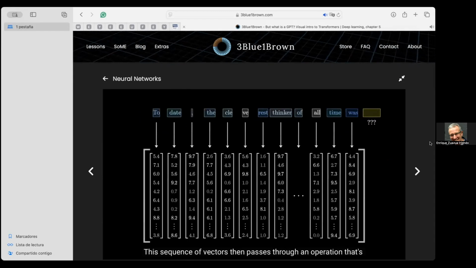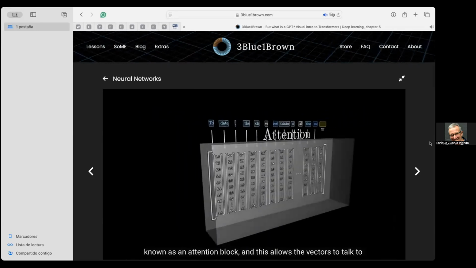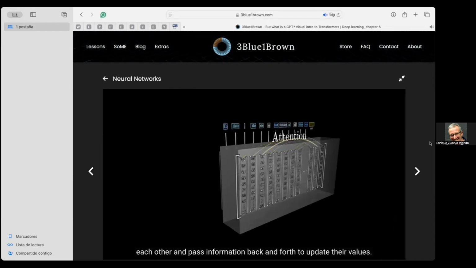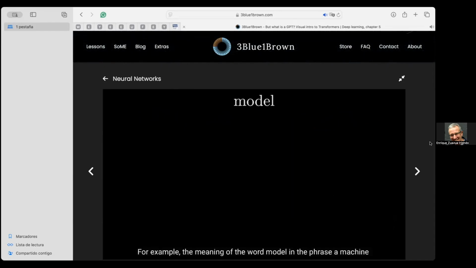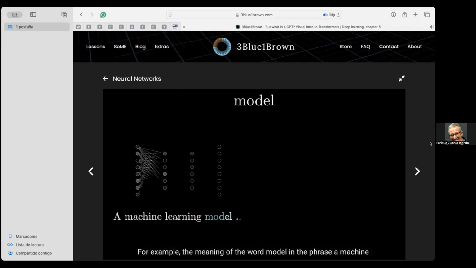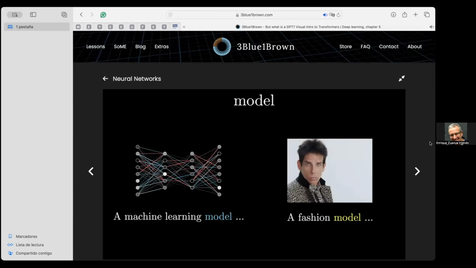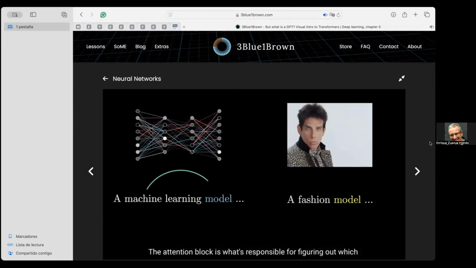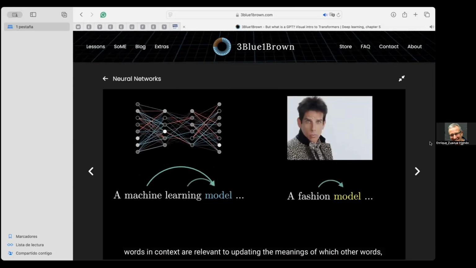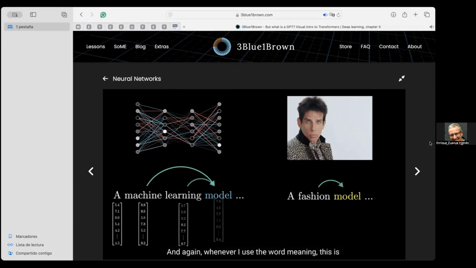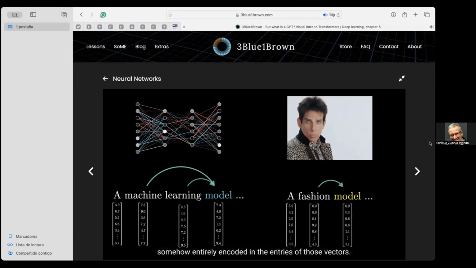This sequence of vectors then passes through an operation that's known as an attention block, and this allows the vectors to talk to each other and pass information back and forth to update their values. For example, the meaning of the word model in the phrase a machine learning model is different from its meaning in the phrase a fashion model. The attention block is what's responsible for figuring out which words in the context are relevant to updating the meanings of which other words, and how exactly those meanings should be updated. And again, whenever I use the word meaning, this is somehow entirely encoded in the entries of those vectors.